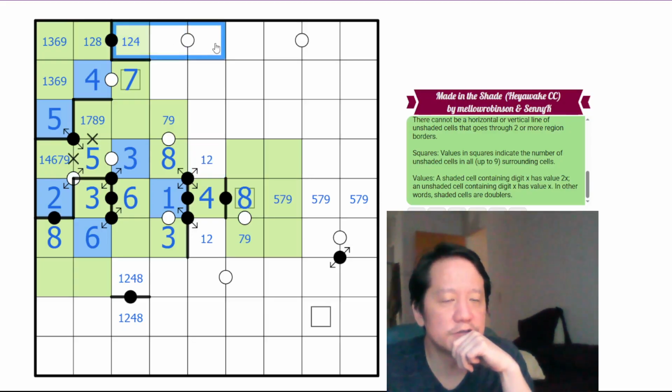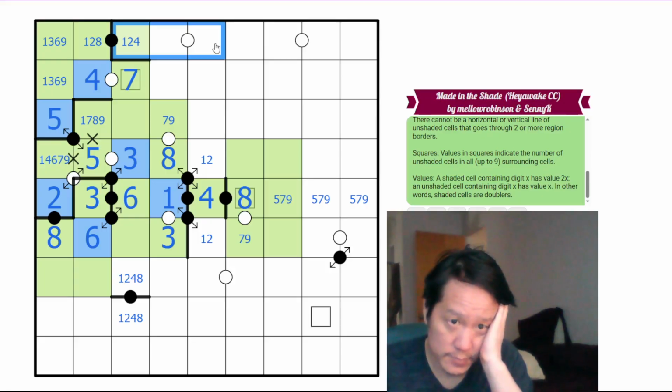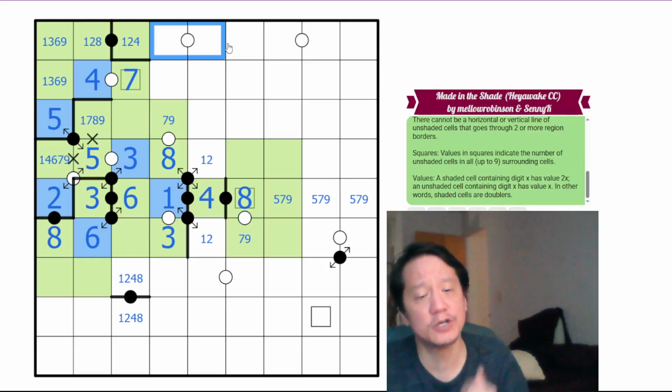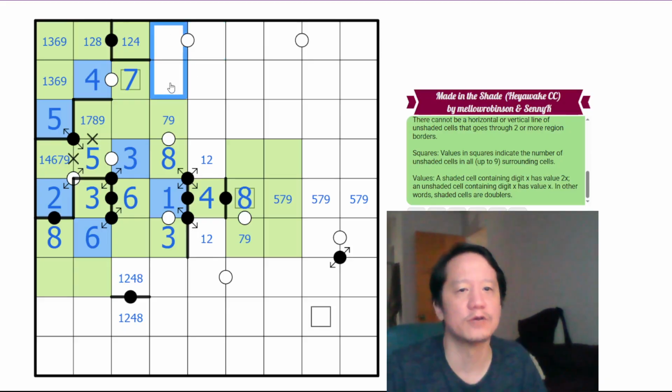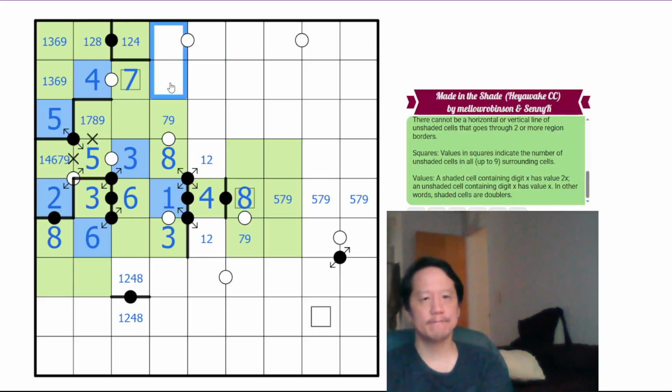This is all the same region. So we don't need a blue in any of these. We could have one, but we don't need one. We definitely have one blue here, though. We don't know which one.